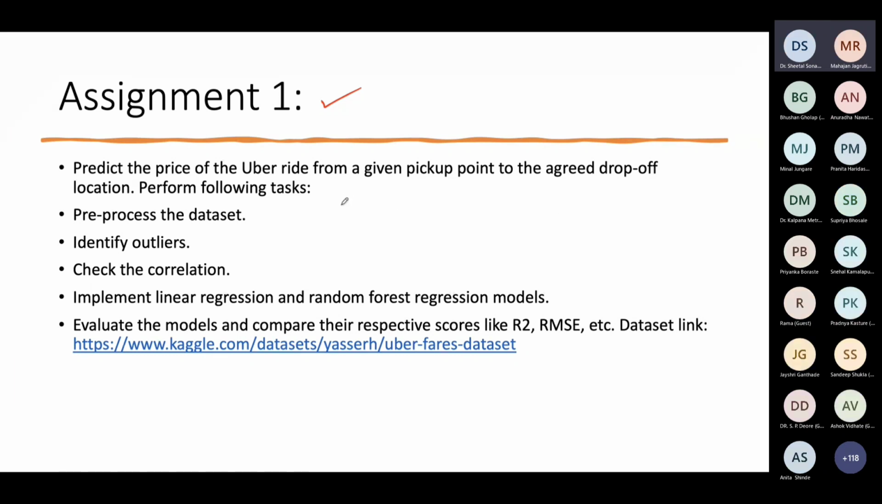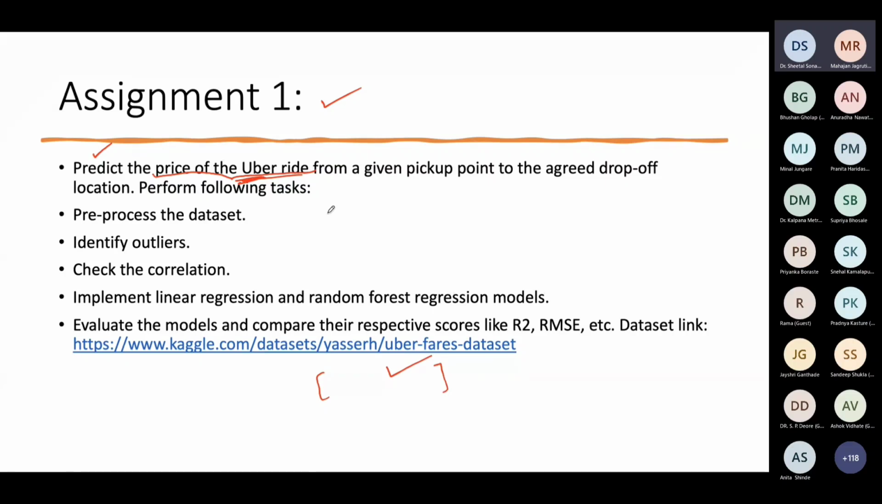In assignment 1, what the student is supposed to do: there is an Uber ride data set which is available on Kaggle. For this data set, students have to predict the price of an Uber ride. Students need to understand what the data set is and what the elements in it are, and accordingly predict the price of an Uber ride corresponding to its earlier data, which is available based on the starting point, ending point, and the price.